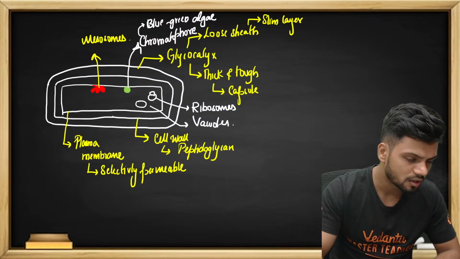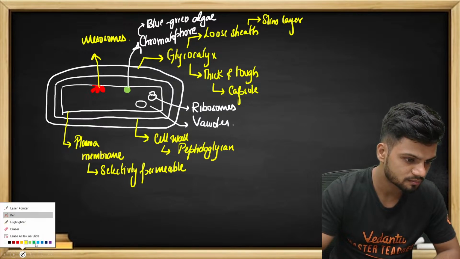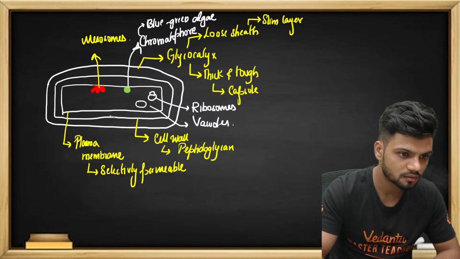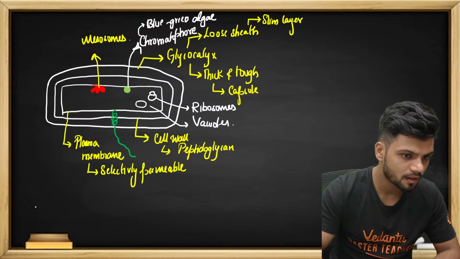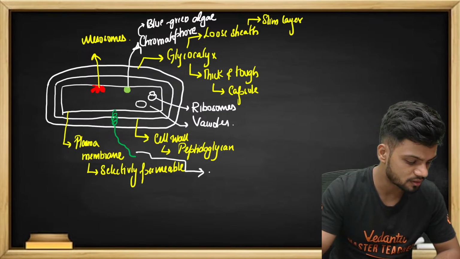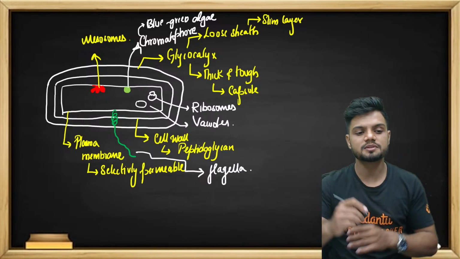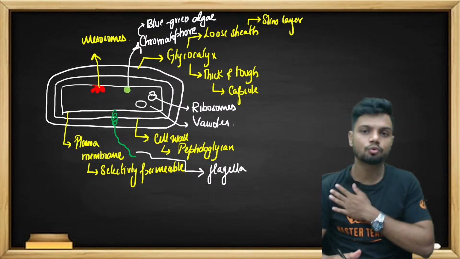Now, apart from that, from the plasma membrane there is some structure arising outside, like a tail-like structure, like a whip. This structure is called the flagella. Flagella helps in motility. It helps in the movement of the bacteria.